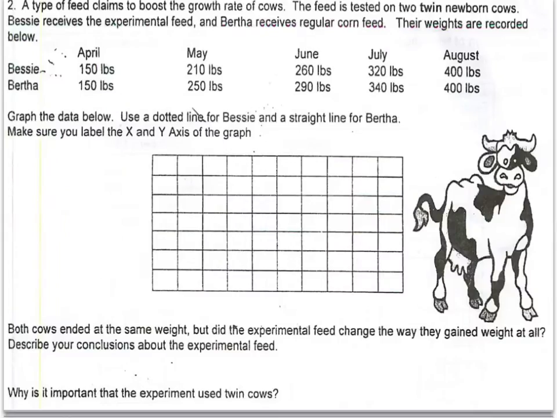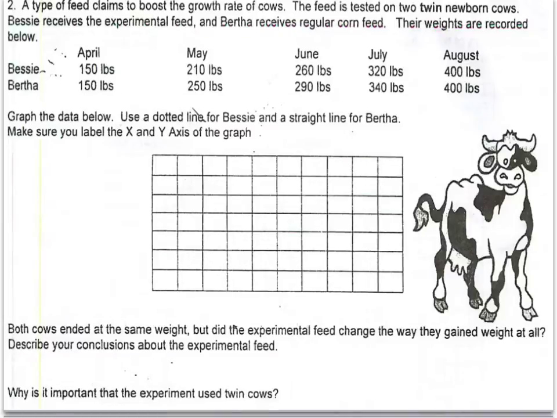Next graph. A type of feed claims to boost the growth rate of cows. The feed is tested on 2 twin newborn cows. Bessie receives the experimental feed and Bertha receives the regular corn feed. Their weights are recorded below. So we're going to graph the data for Bessie and Bertha, and we're going to label it XY.